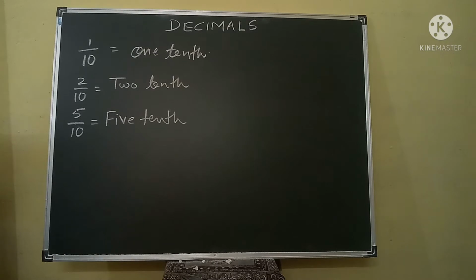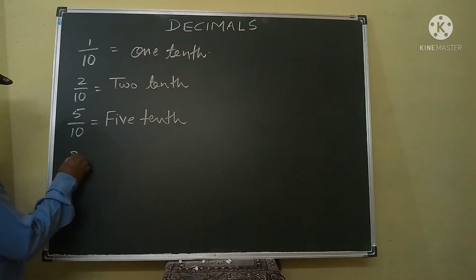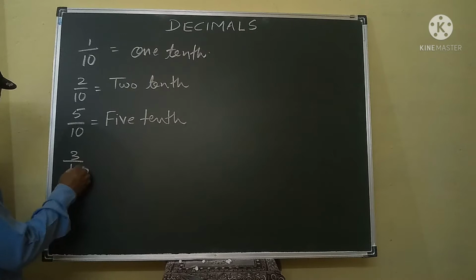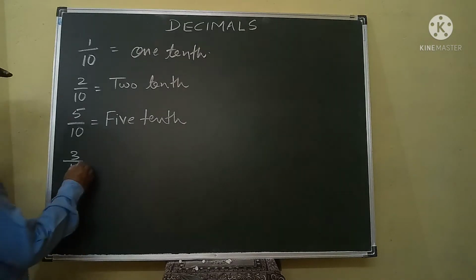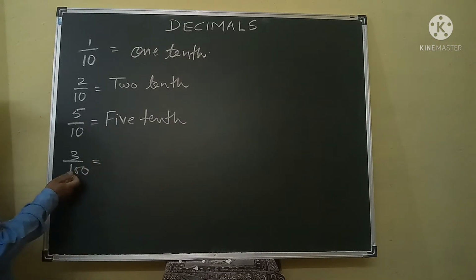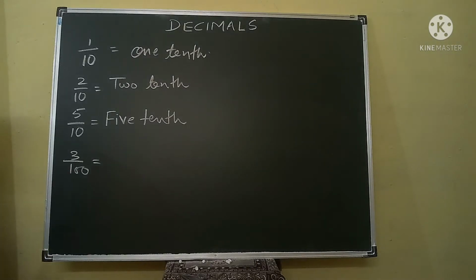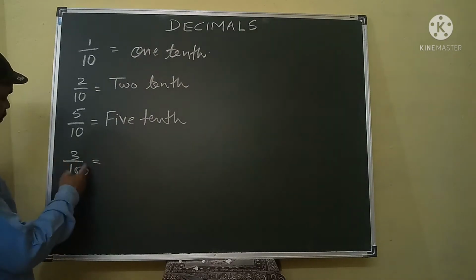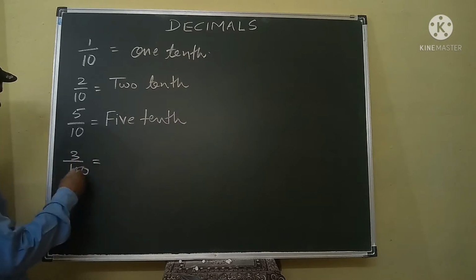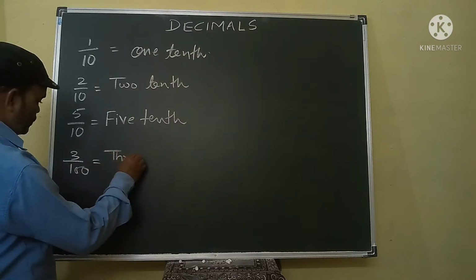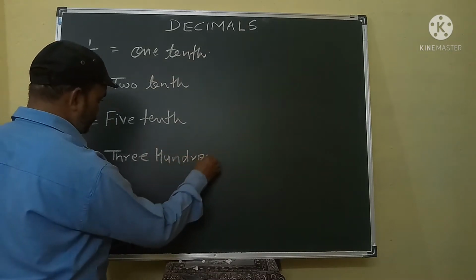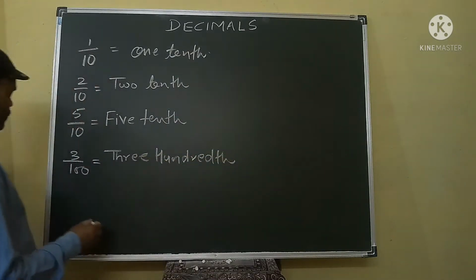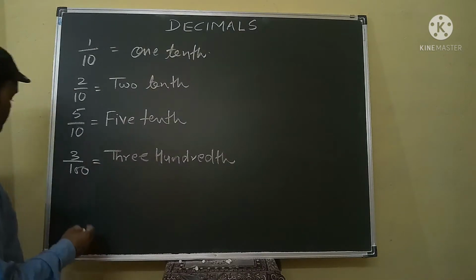In other example, suppose this is 3 upon 100. As you are looking, denominator is 100. So what can you read this decimal fraction? This number we can read as 3/100th.